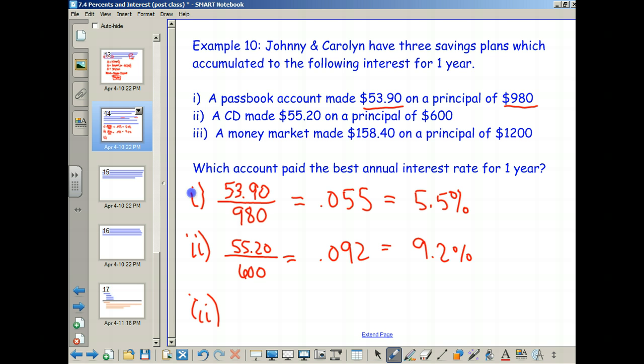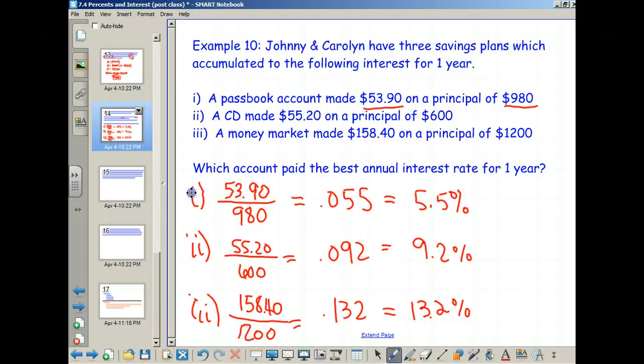0.092. 0.92, which is a 9.2% interest. So that one's my leading value now, right? Number 3 was $158.40 for a $1,200 investment. 0.132, which is 13.2%. So which account had the best annual interest rate?